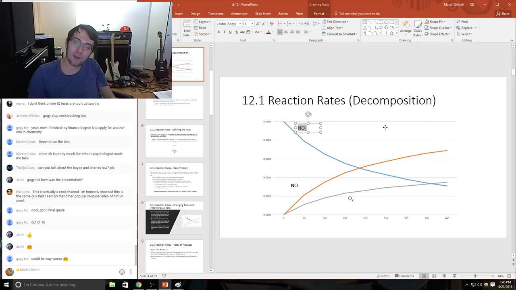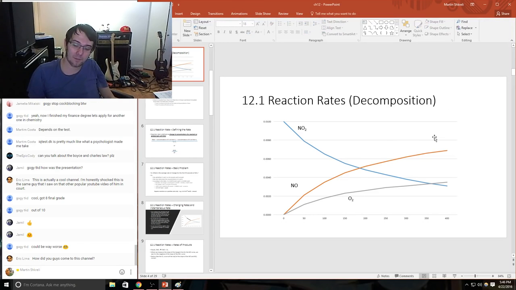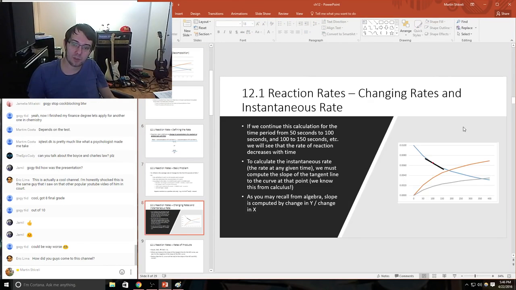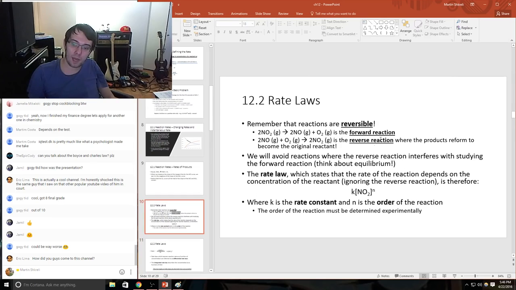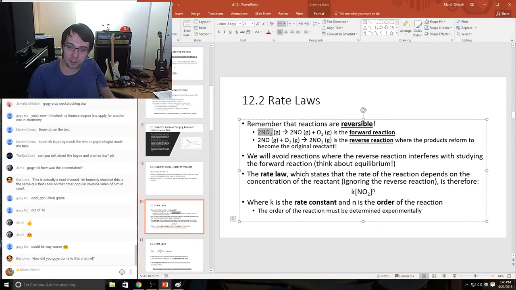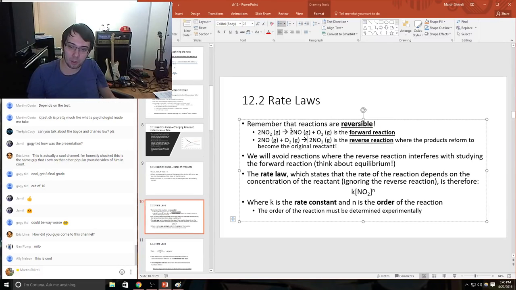And so we're going to think about that in chapter 13, the next lesson, when we talk about things like equilibrium. So for this chapter, we're going to ignore reactions that have that dynamic. So we're going to assume that when nitrogen dioxide decomposes, these products actually escape, and they don't become reactants themselves to go back to the original product. So anyway, let's talk about the rate law.